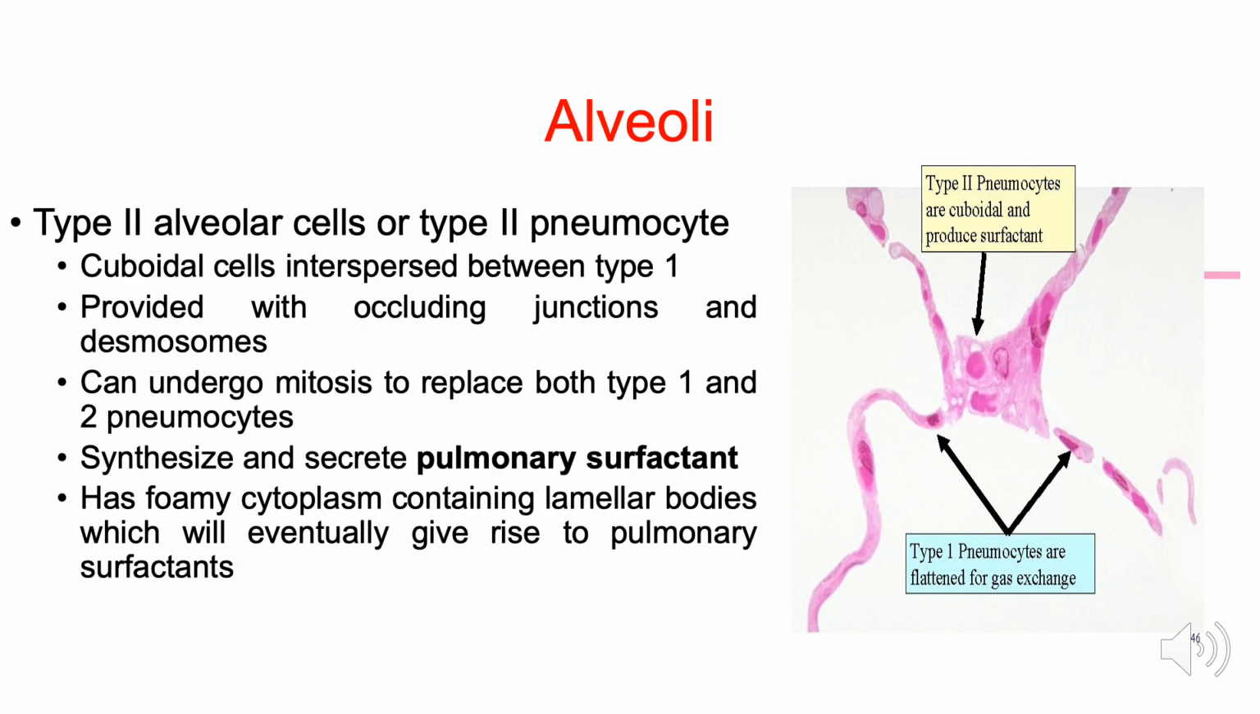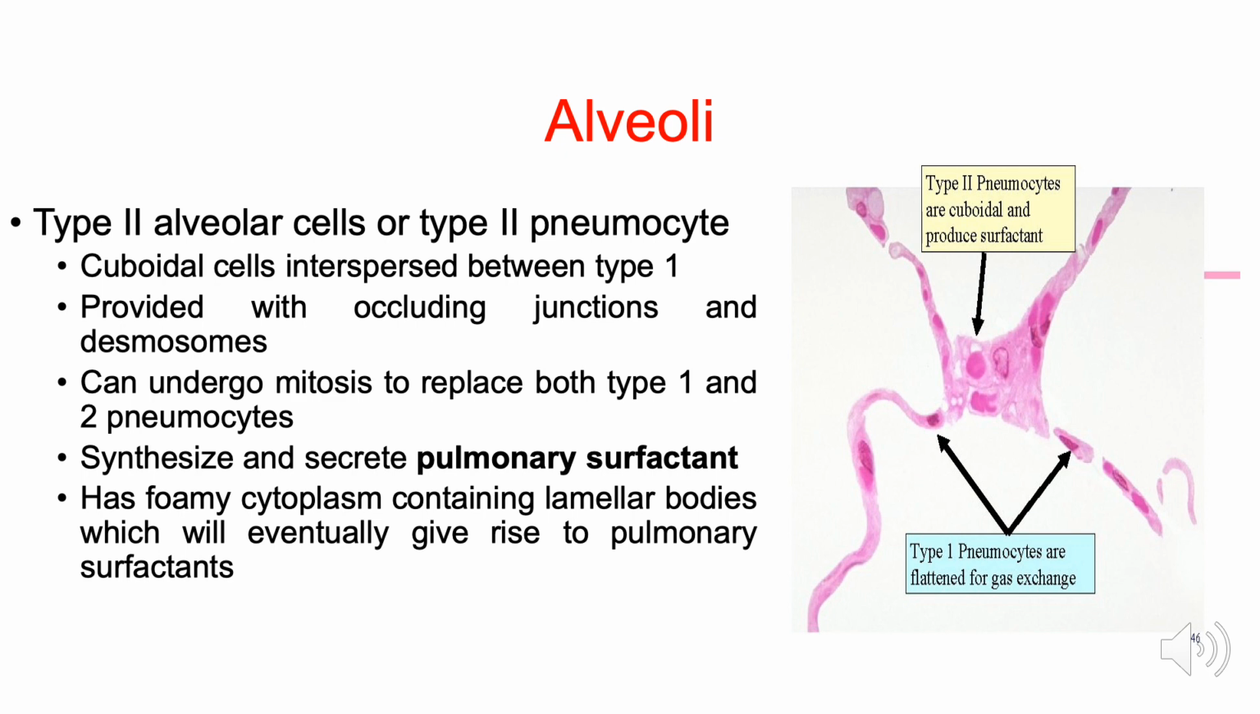The remaining 3% of the total alveolar surface is lined by the cuboidal type 2 alveolar cells or type 2 pneumocytes. These cells are provided with, number 1, tight junctions so that they can prevent the diffusion of fluids from the capillaries into the alveolar surface, and number 2, desmosomes so that they can form tight adhesion with neighboring cells to keep the wall of the alveolus intact.